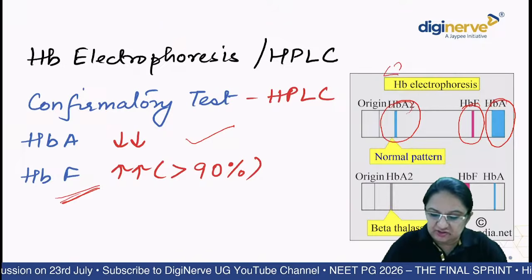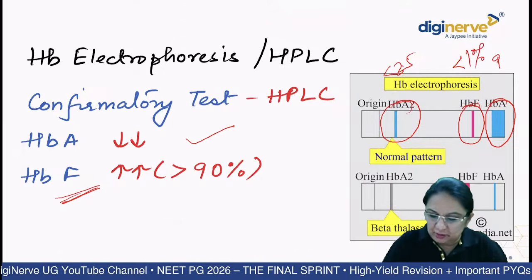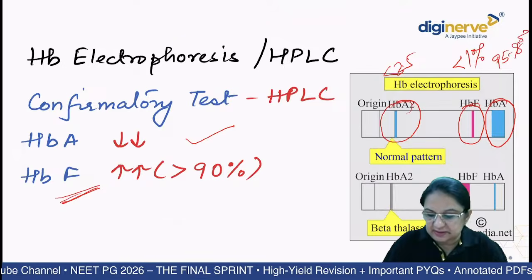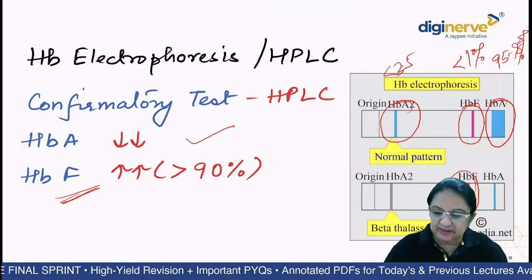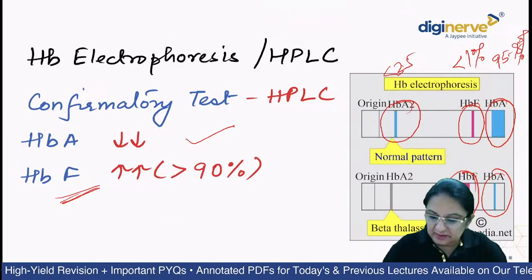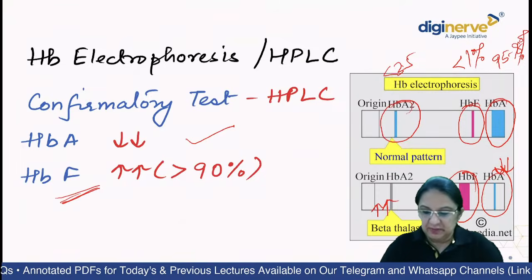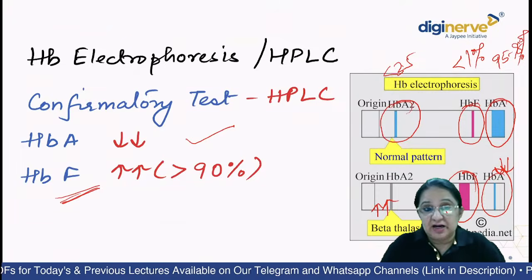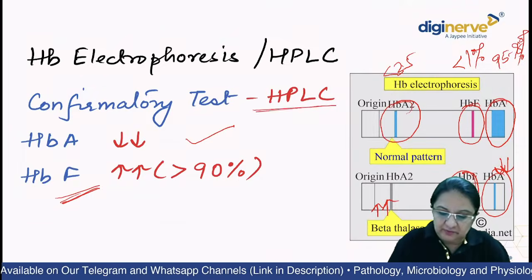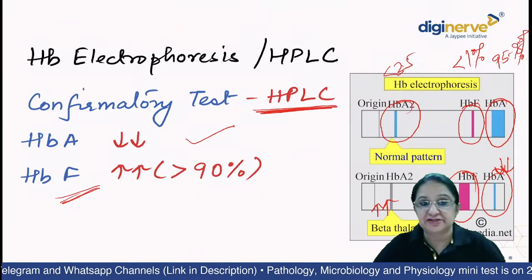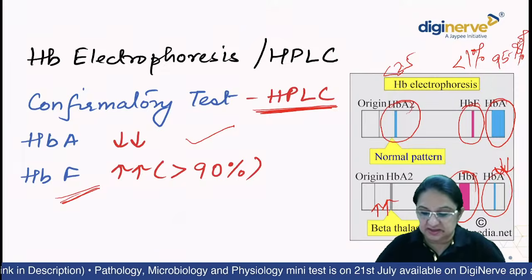HbA2 is usually less than 3.5%. HbF is less than 1%. HbA, the normal is 95 to 98%. What happens in beta thalassemia? Your HbF would be markedly raised, HbA would be reduced, and you can also see small amounts of HbA2, right? But please note, if you are asked what is the confirmatory test, it is not electrophoresis, it is high performance liquid chromatography, HPLC. So the confirmatory test for thalassemia is HPLC, right?